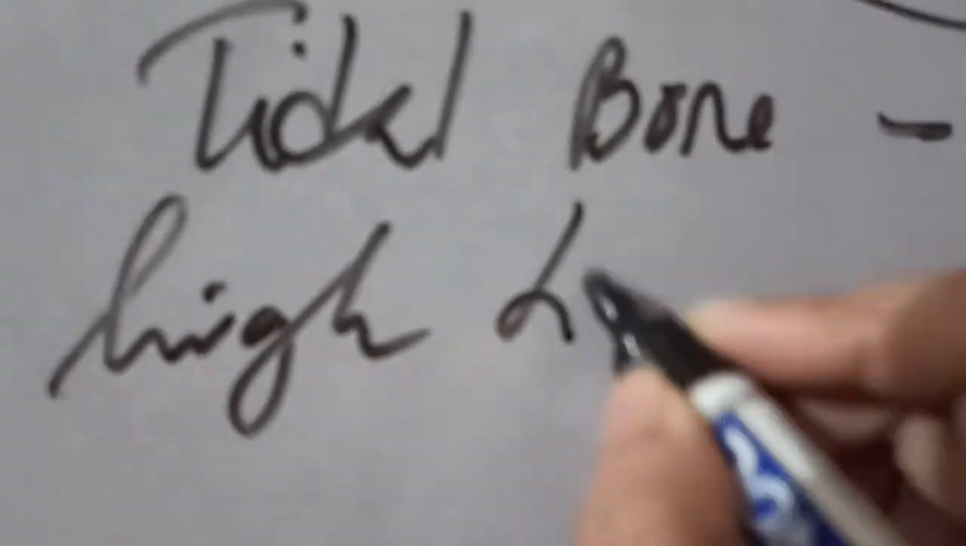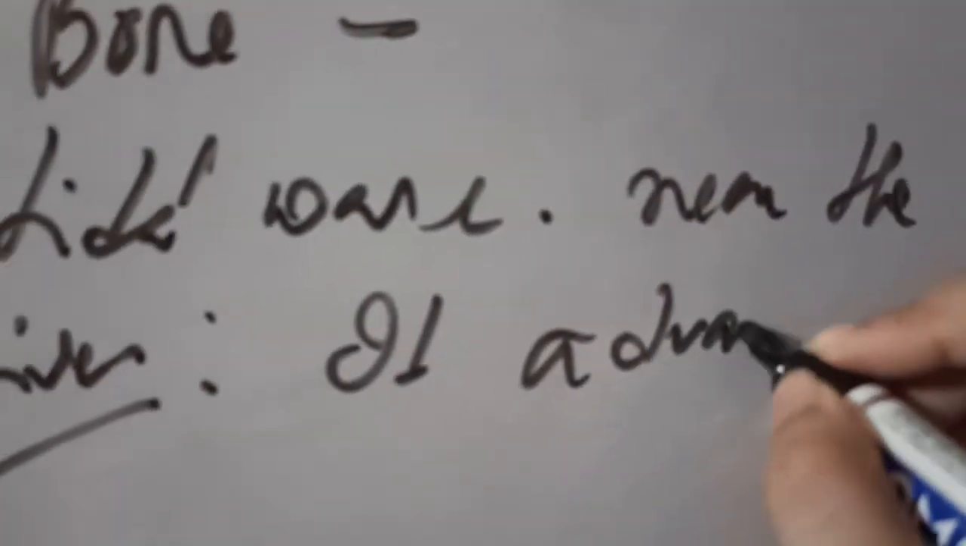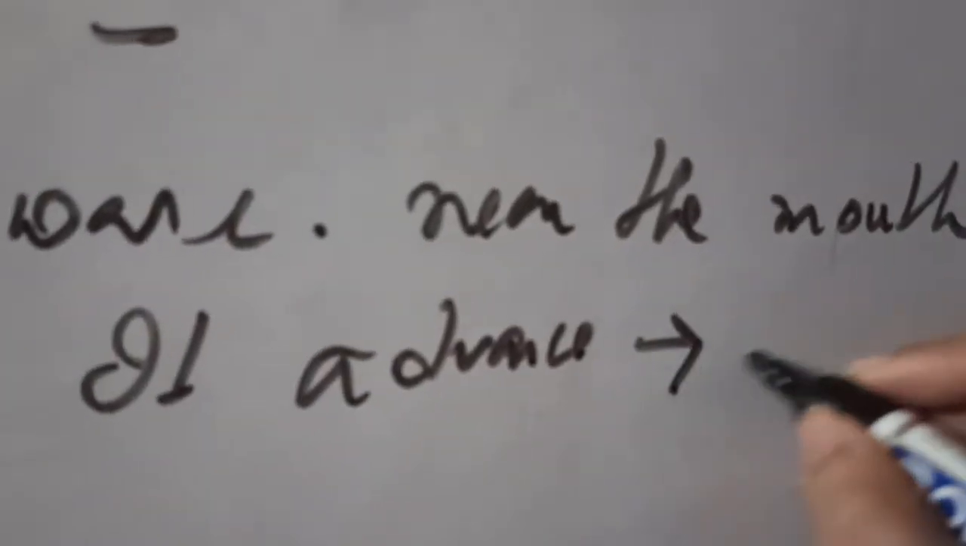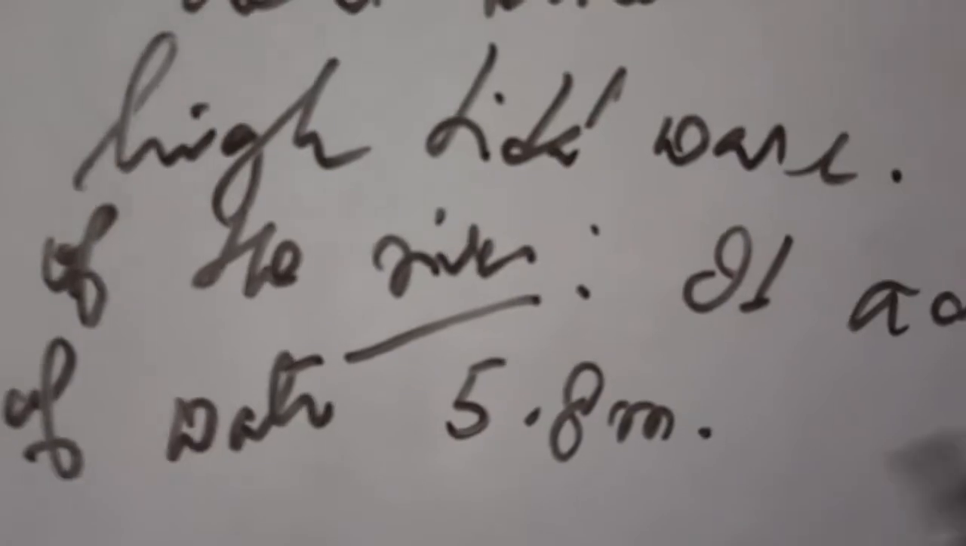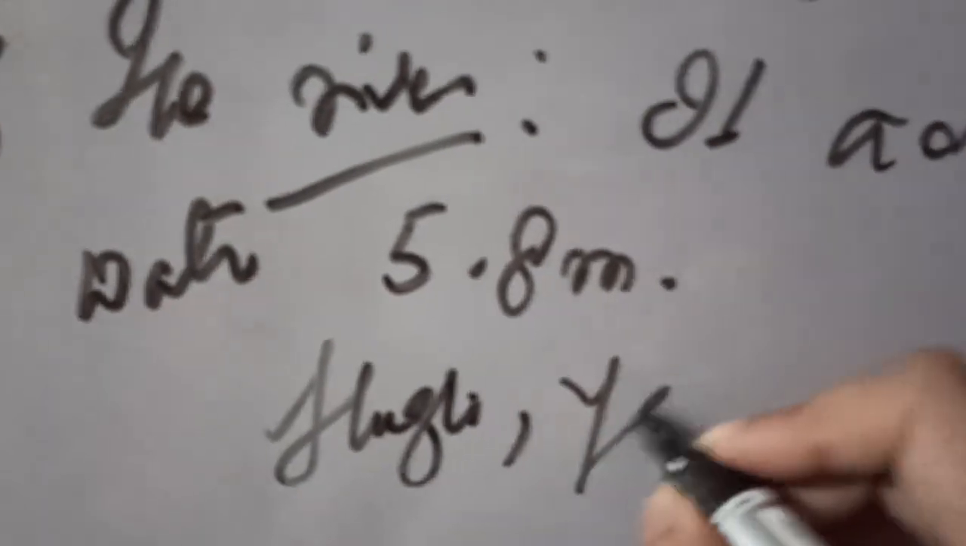Next is the tidal bore. So what is a tidal bore? A tidal bore is a high tidal wave near the mouth of a river. It advances upstream like a wall of water, reaching a height of 5 to 8 meter. The high tidal bore occurs in rivers like Hooghly, Yangtze Kiang, etc.